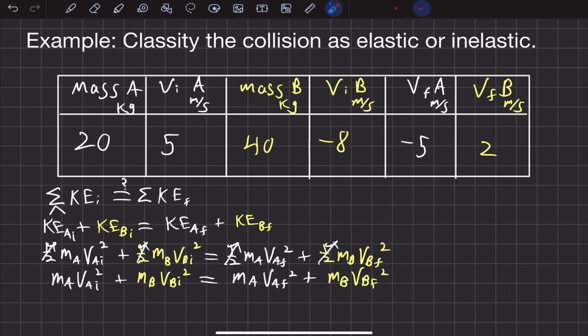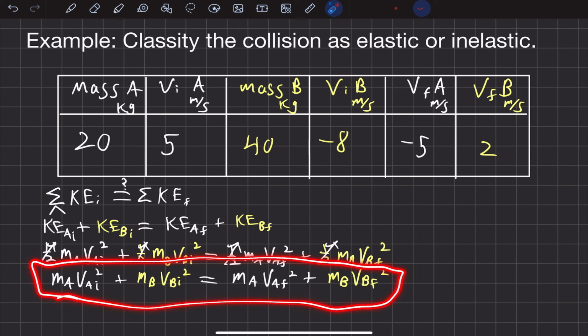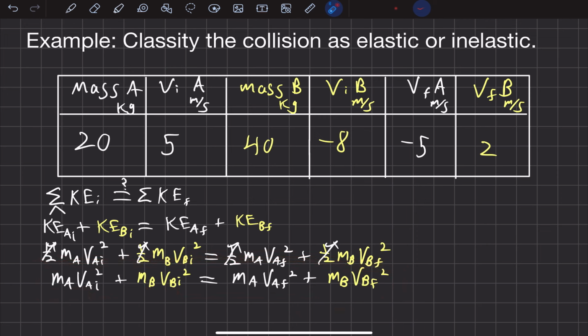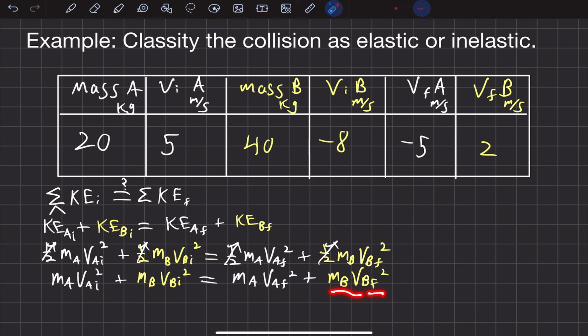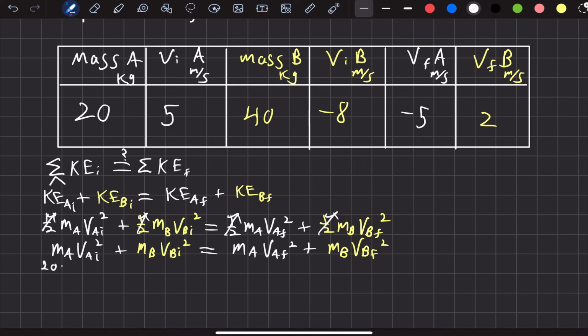Anytime we can simplify an equation by factoring out or canceling something, you should always take the opportunity to do that. So now we're left with this equation where we have the mass of object A times the velocity of object A initial squared, plus the mass of object B times the velocity of object B initial squared, equals the mass of object A times the velocity of object A final squared, plus the mass of object B times the velocity of object B final squared. Whew, quite a mouthful. Now we're finally ready to start plugging in values.